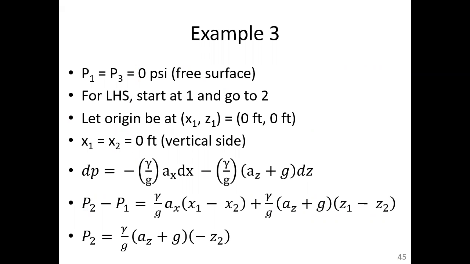We already know, and I described in the last slide, P1 is equal to P3 is equal to 0. They're the free surface. For the left-hand side, we're going to start at point 1 and go vertically downwards to point 2. We let the origin for this analysis going from point 1 to point 2 on the left-hand side be right at the free surface. X1, Z1 is 0, 0. X1 is equal to X2 is 0 because you're going from point 1 to point 2 along a vertical line. There's no change in X.